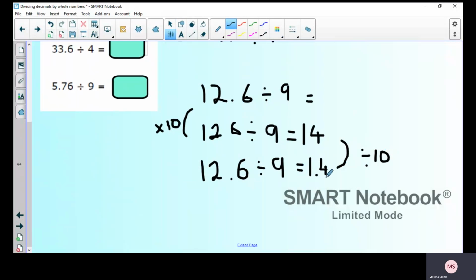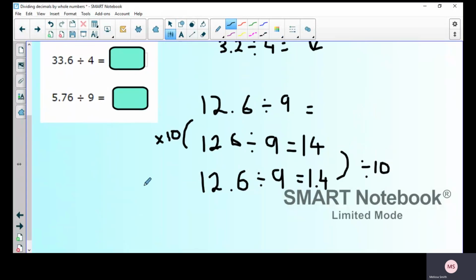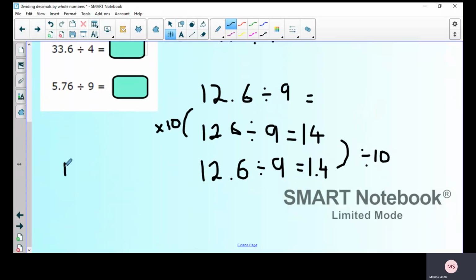Now I am going to show you there is another way that you can do this, and you can use the bus stop method of division. So what we could do, this is method number 2. I set it out as a normal division, but I need to remember my decimal point. So I'm dividing by 9.